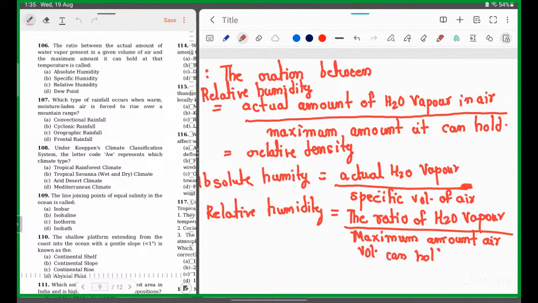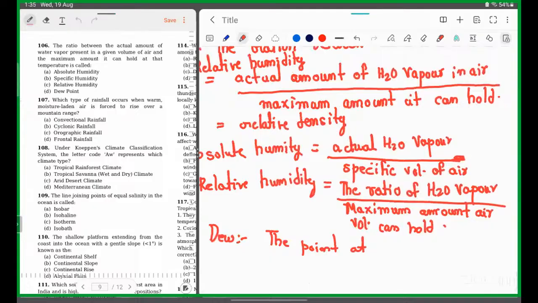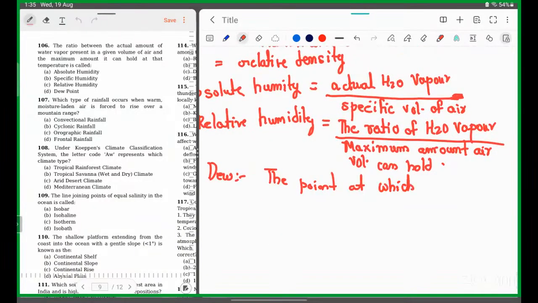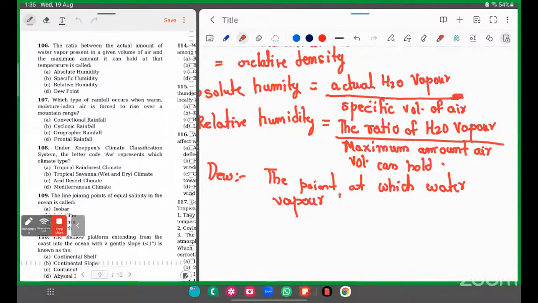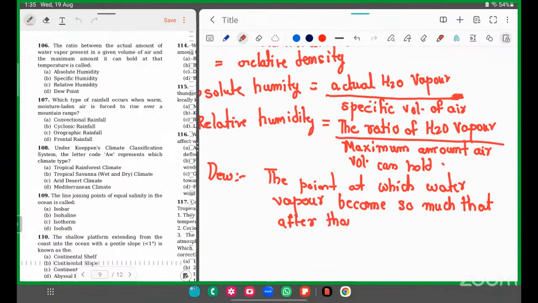And the point at which water vapor becomes so much that after that it starts raining, that is known as dew point.